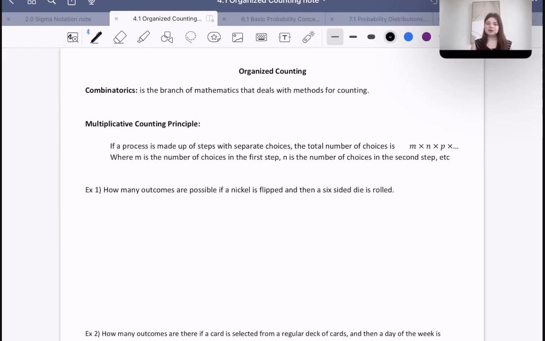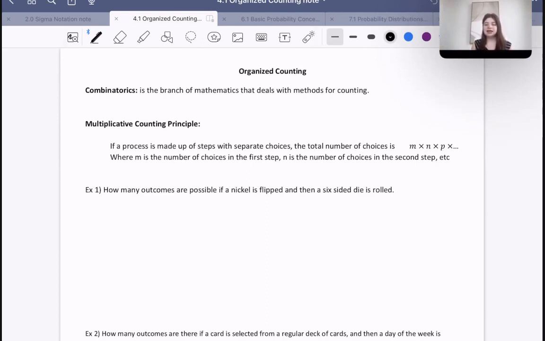Okay, so organized counting. Let's first talk about what combinatorics is. Combinatorics is a branch of mathematics that deals with methods for counting. If you're interested in combinatorics, there are entire courses you can take at the college and university level to learn more about it. In this course, we'll just be doing the very, very basics of combinatorics, right?